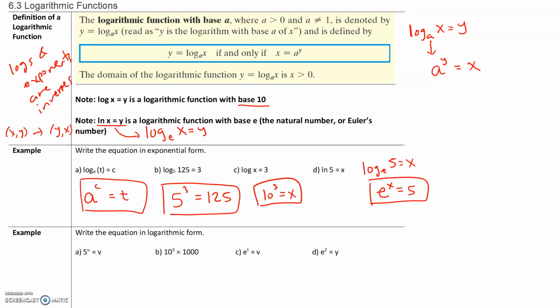Next, we're going to take equations that are in exponential form and rewrite them in logarithmic form. So the same principle applies, except we're going backwards. The base of the exponent is going to become the base of the log. So this is going to be log base 5. And then the u and the v, they switch sides. So the v goes to the log, and the u becomes the answer.